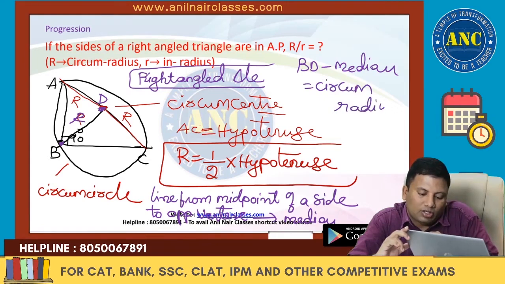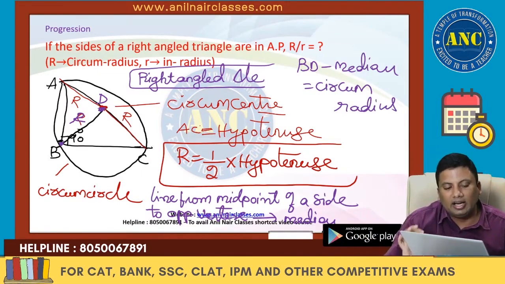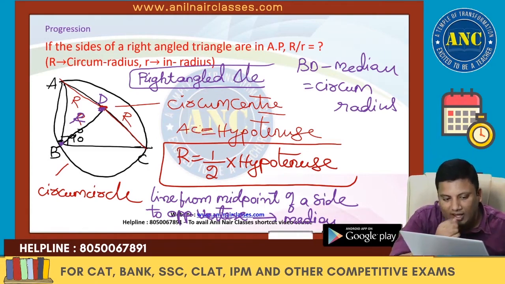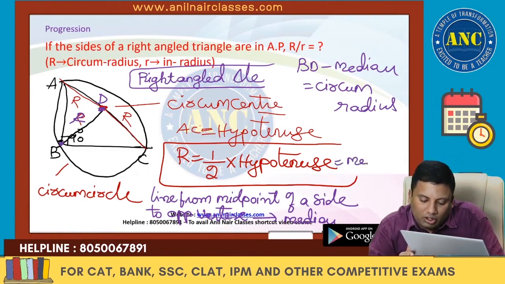Median is also nothing but circumradius. In a right angled triangle, circumradius is nothing but the median. Circumradius is nothing but half of the hypotenuse. Please make a note of this point.